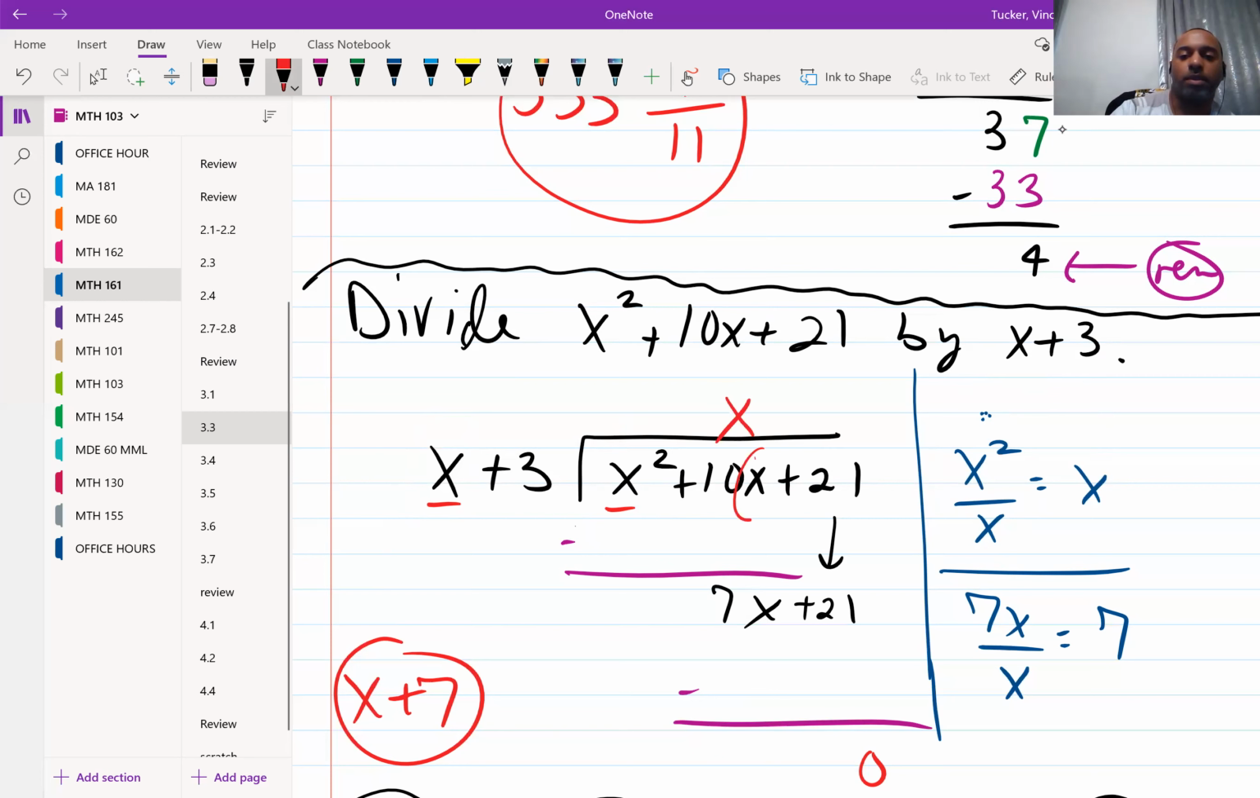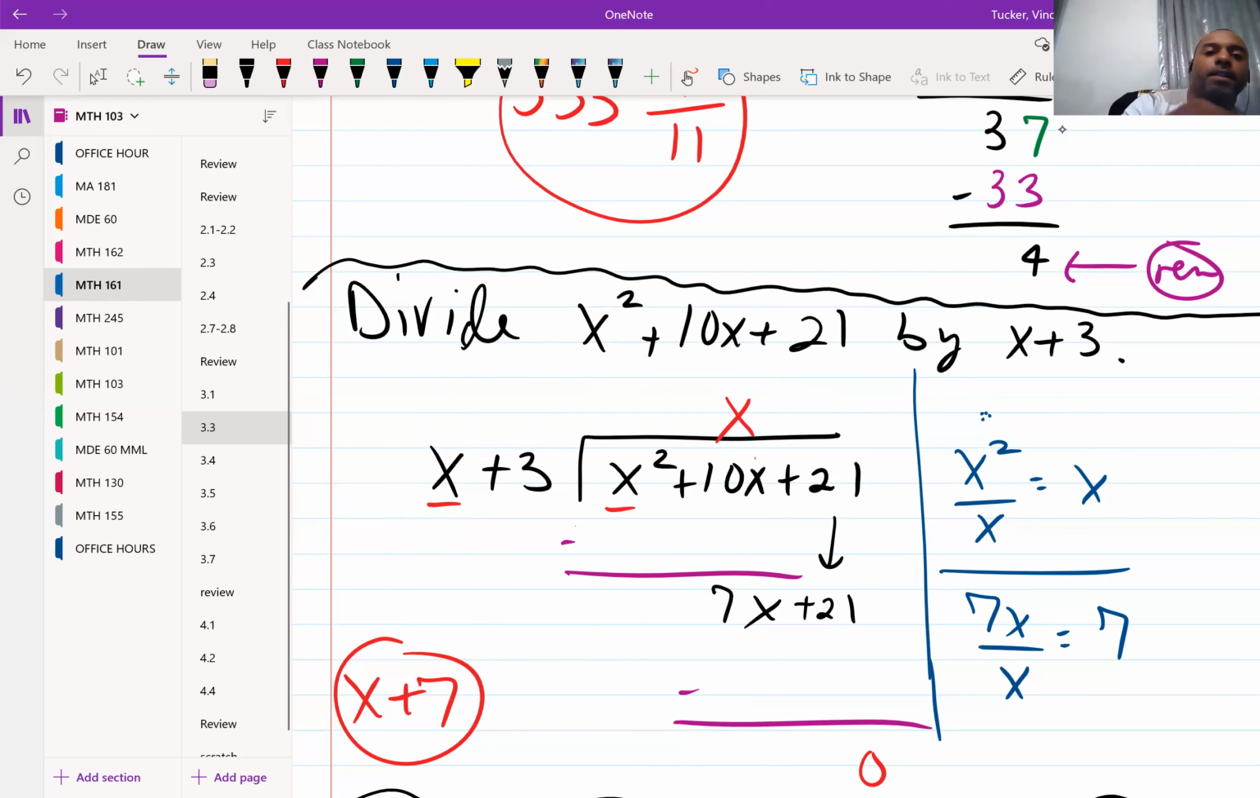Normally you line up the same power of your variable. Notice I have x over the 10x. I don't have the x up here. It doesn't matter because this whole space is reserved for your answer. But normally you line it up with the same variable power, because then you'll come to the end of your problem and everything will line up accordingly.